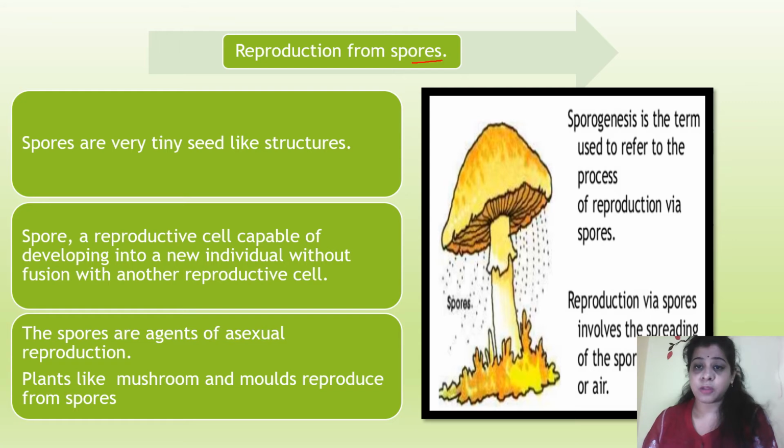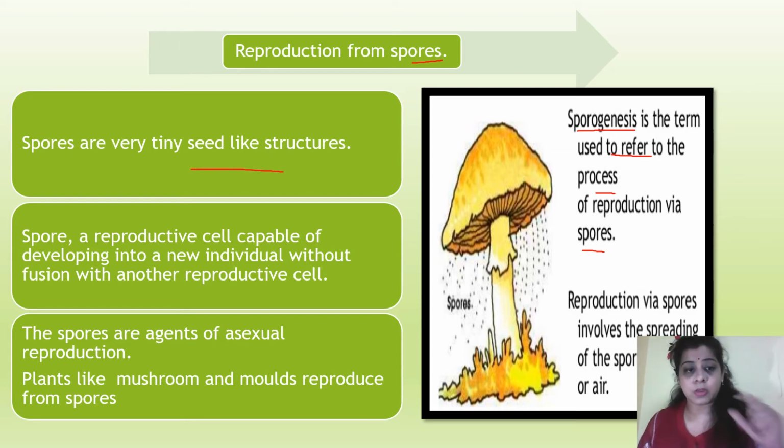Spore or sporogenesis is the term used to refer to the process of reproduction by spores. Spores are very tiny seed-like structures which are present on the plant. When these spores come in contact with the soil or fall down from the plant onto the soil, they produce the same plant, the same as the parent plant.